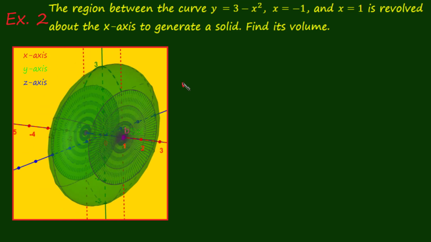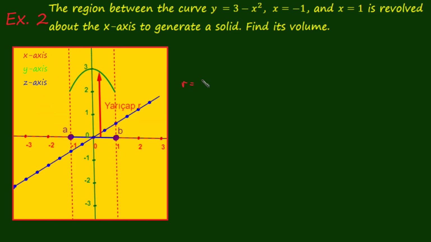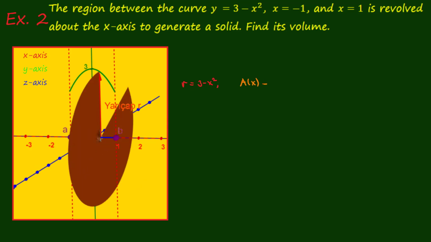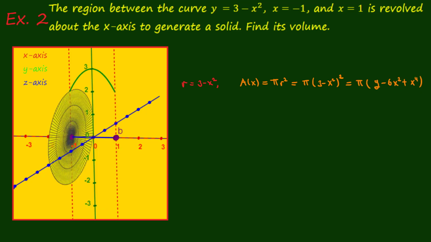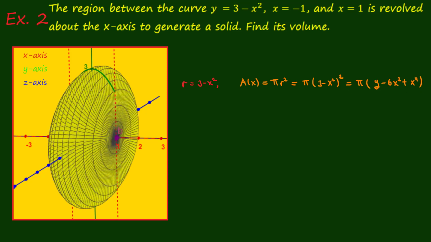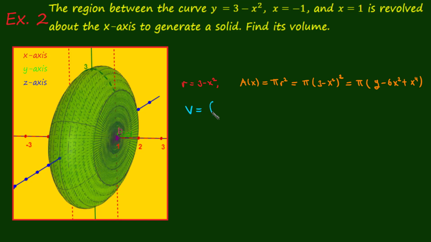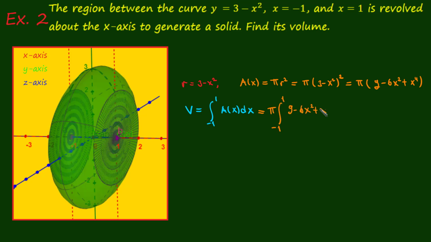By following similar steps, let's sketch the disk and compute the area of the cross-section, which is pi times 9 minus 6x squared plus x to the 4. By filling the whole volume with this disk, we get the whole volume. So we integrate A of x from minus 1 to 1 and we get 72 pi over 5.